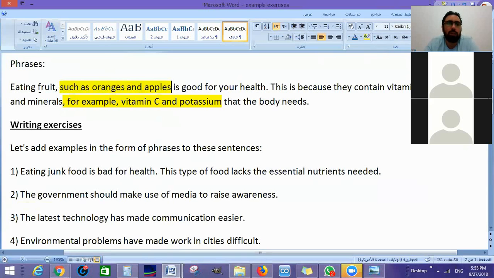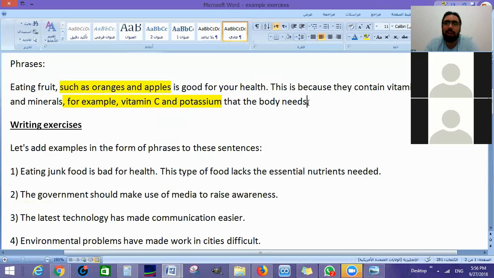So always, gerund phrases, ing phrases, are followed by the verb to be in the singular form. Eating fruit is. A lot of students write oranges, apples, and then they write are. We're following the gerund here. This is the subject of the verb is. So eating fruit such as oranges and apples is good for your health. This is because they contain vitamins and minerals. And then I have, for example, vitamin C and potassium that the body needs.